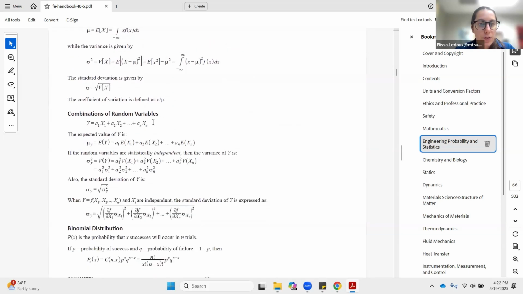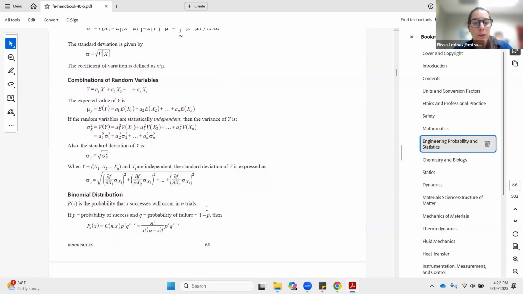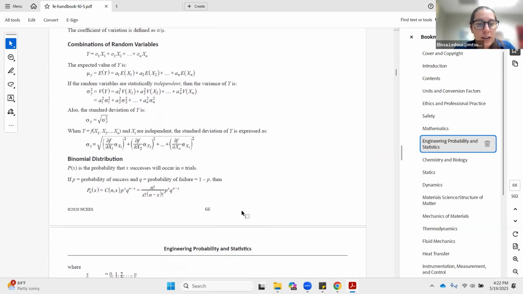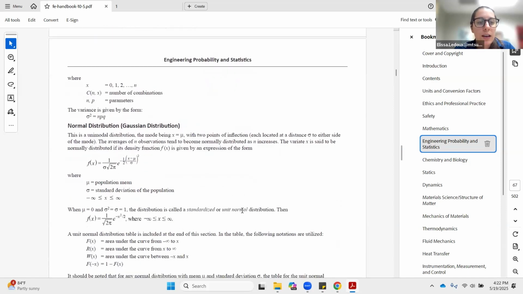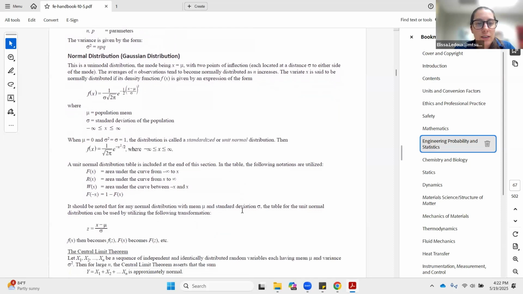Combinations of random variables. So there are finding expected value, standard deviation, a binomial distribution. So this is where the probability is how many times will you be successful in a certain number of trials. So binomial meaning either you're successful or you're not. Not that it could be any number of things, but it either is or it isn't. So it's binary. Now the normal distribution or the Gaussian distribution, this is the standard bell curve.